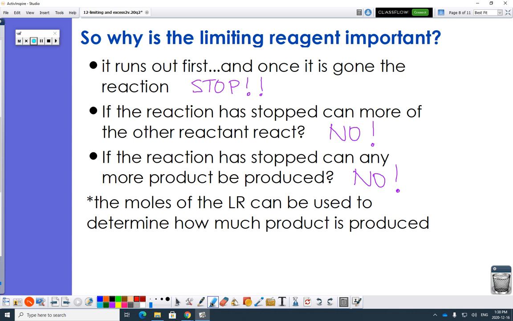Get out your highlighters. So the moles of the limiting reagent are going to be used to determine or predict how much product is produced. How are we going to do that? Just like you have already done, okay? Using Stoich.